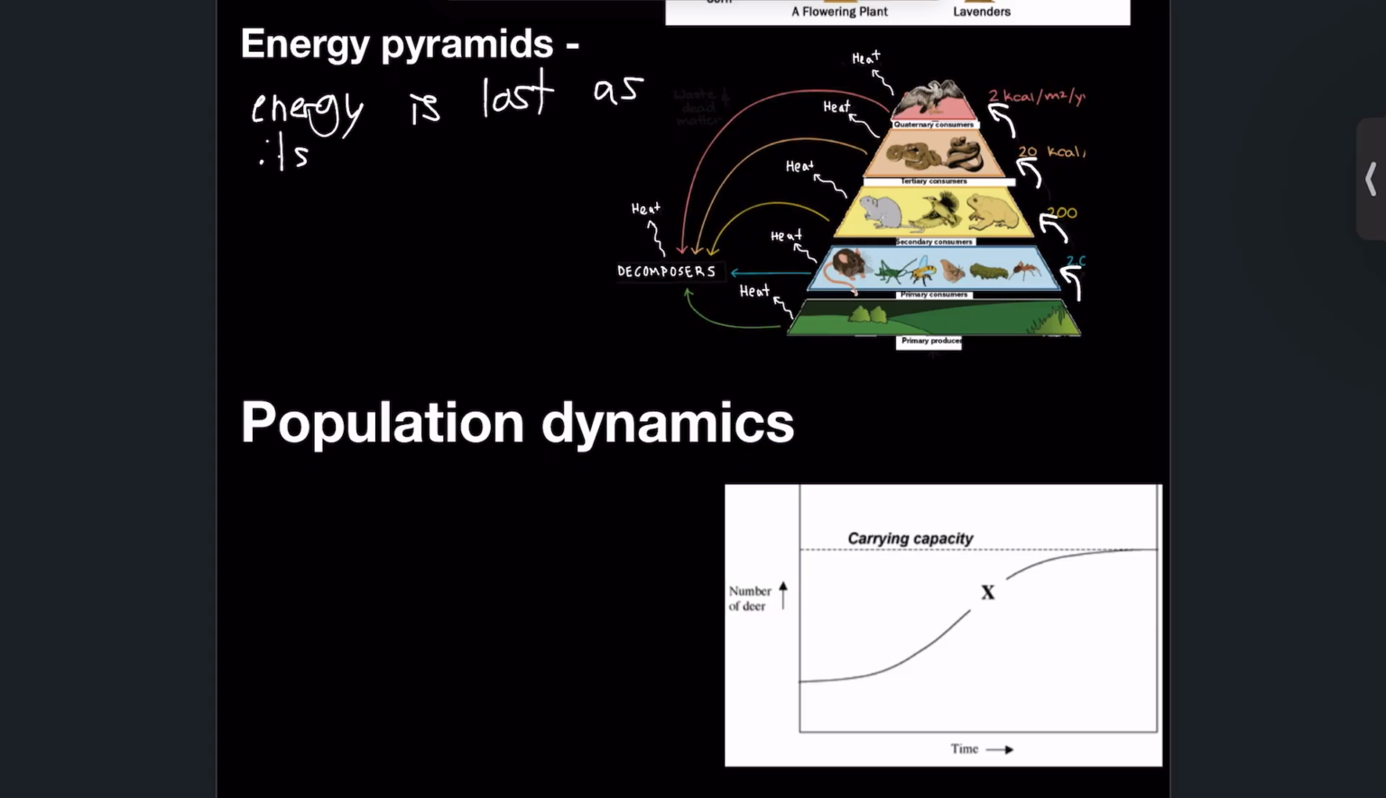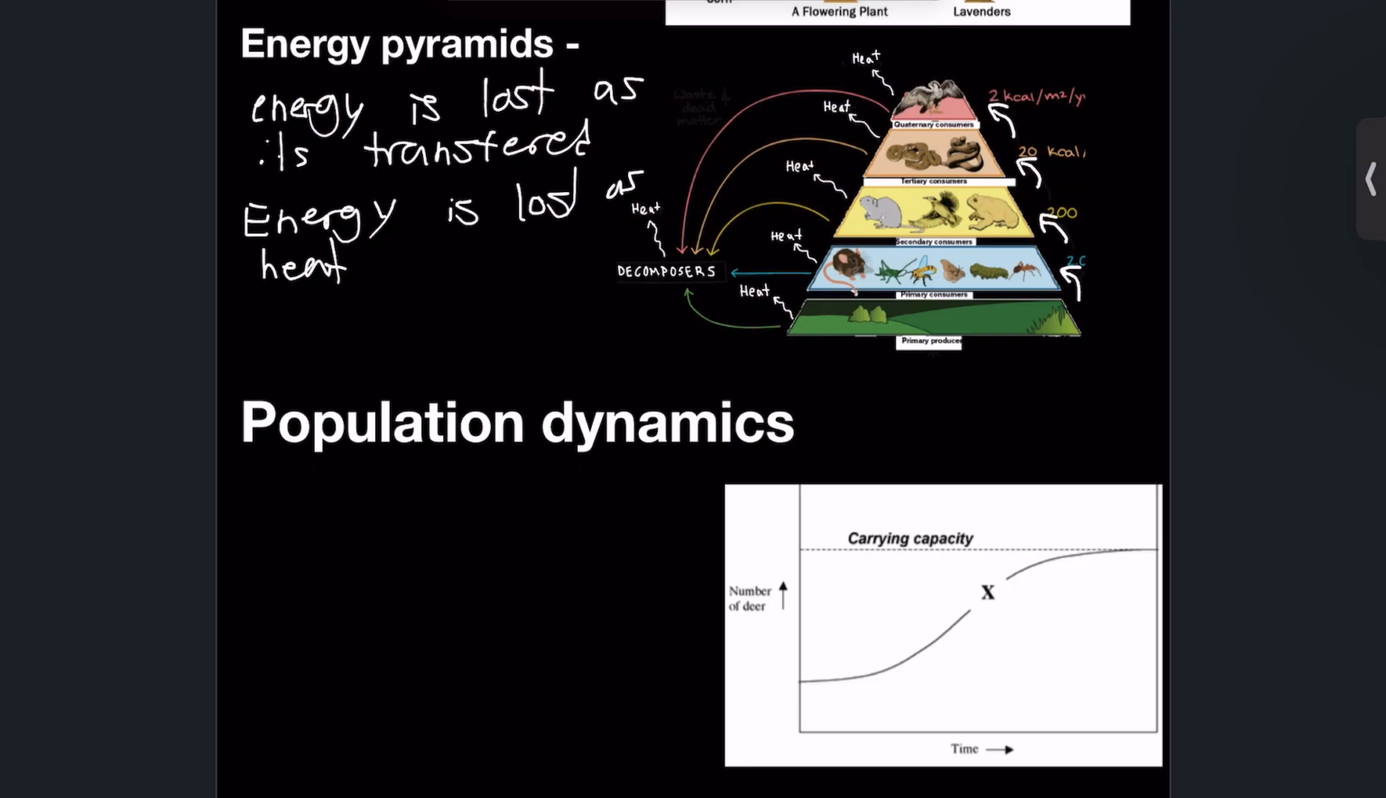And the reason this is lost is that it is lost as heat. This is a key thing you want to remember, and they often ask us questions about it, is that energy is lost as heat, which is because organisms use their energy for metabolic processes, and heat is always given off into the environment. So our energy does not get perfectly transferred every time an organism eats another organism. Rather, they only get a small portion of that energy.